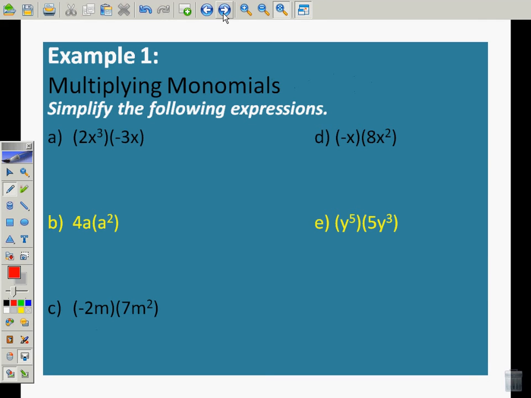Here's example 1. I'm going to go through the first one with you, and the second one, through the fourth one, through the fifth one, you are on your own. I'm going to expand it just so you see what's going on.